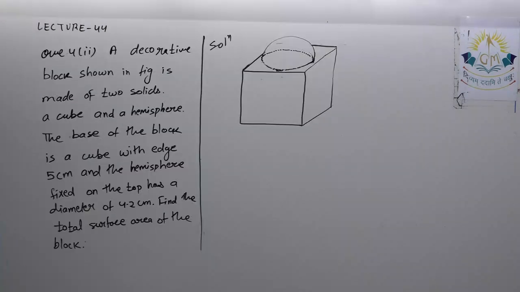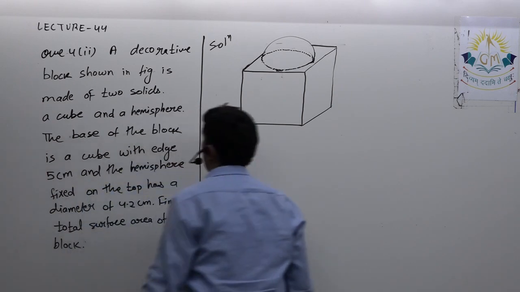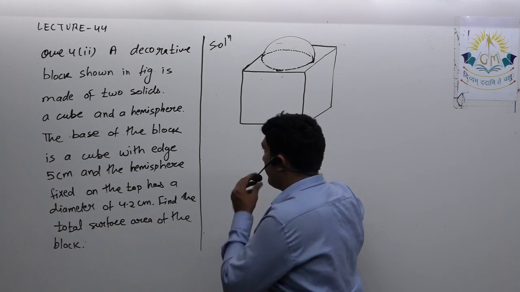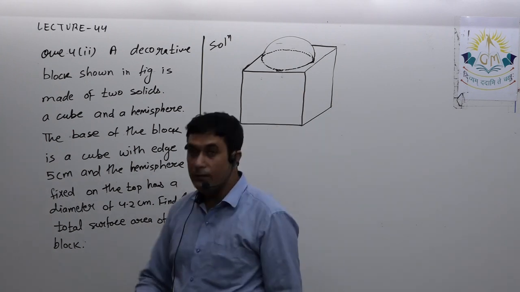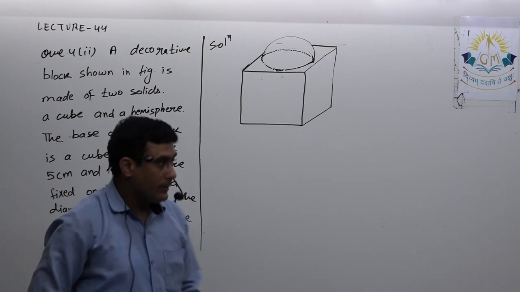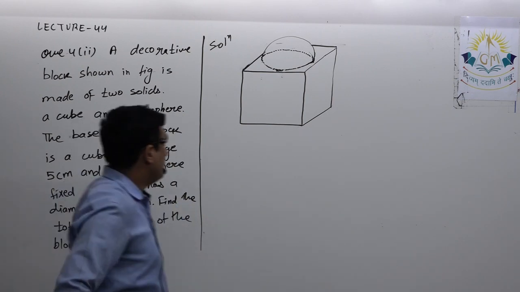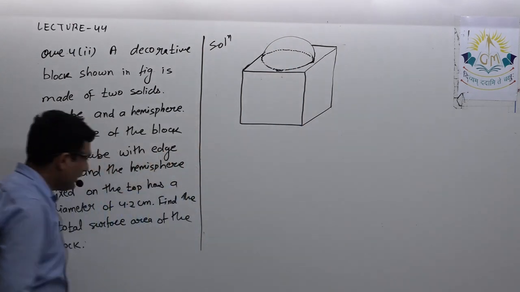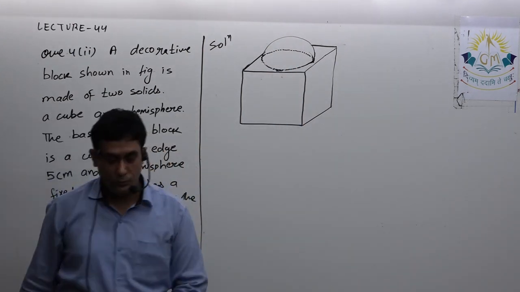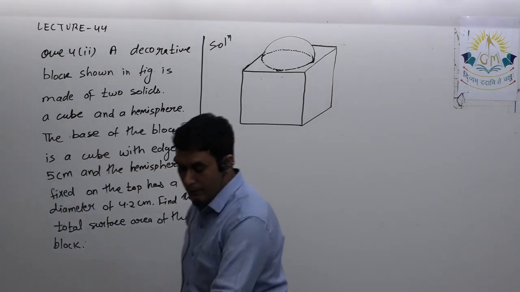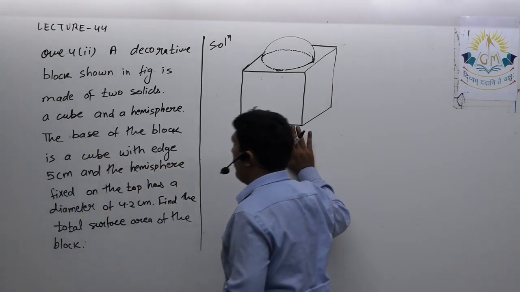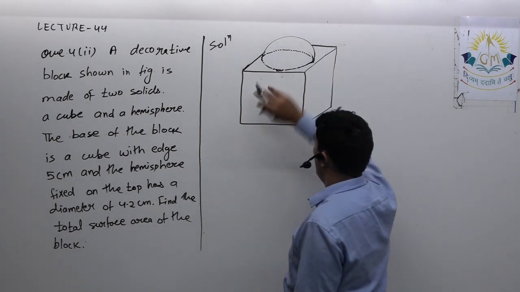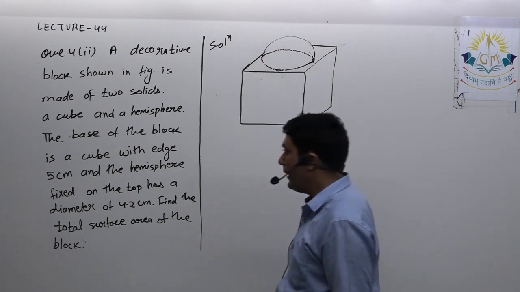So this is the next question, question number 4, its second part. A decorative block is shown in the figure. Now again, in this question, it was not necessary that the diagram is given; it is not compulsory that you will get the diagram in the question itself. The information is sufficient, but still I took the diagram from the question itself. It says there is a decorative block made up of two solids. You can see in the diagram there are two solids. One is the cube, another one is the hemisphere.